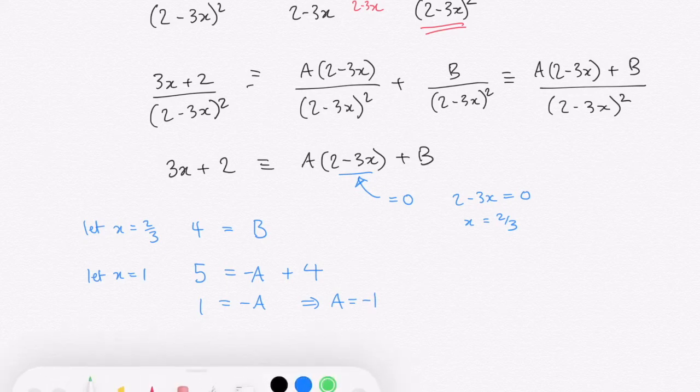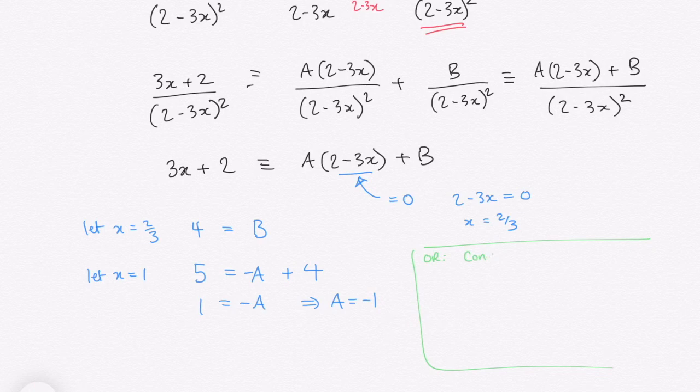Or we could do this by equating coefficients. So let's try constant terms here. The constant term on the left-hand side is 2. The constant term on the right-hand side is 2a plus b. But we know that b is 4, so we get 2 equals 2a plus 4. So we get 2a equals minus 2, so a equals minus 1 as before.